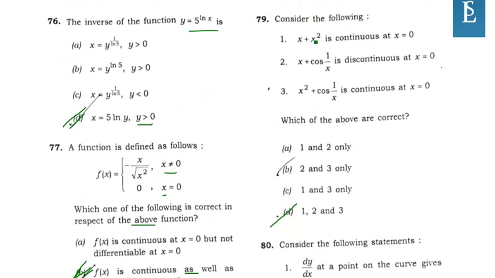Consider the following statements. x plus x square is continuous at x equal to 0. Yes, that's true. x plus cos 1 upon x is discontinuous at x equal to 0. That's true. x square plus cos 1 upon x is continuous at x equal to 0. Yeah, put the value, put the formula, and you will get the results.